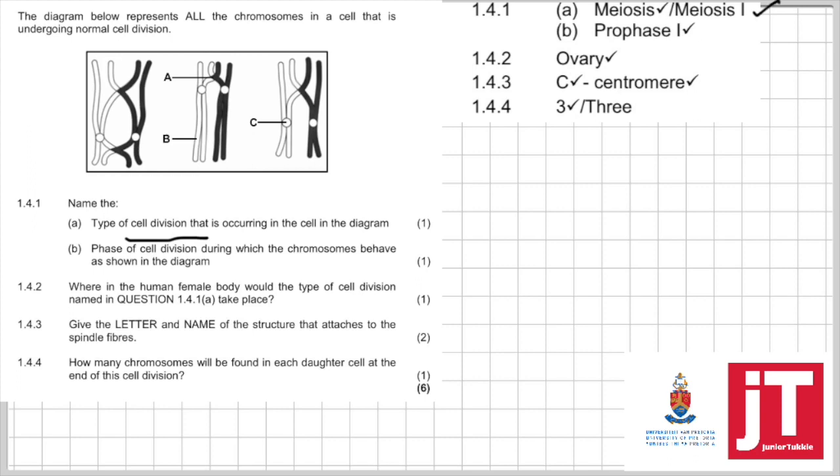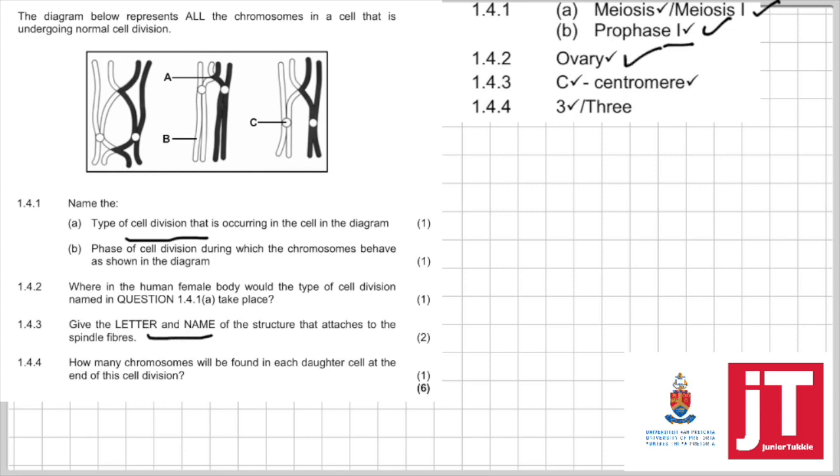Then, name the phase of cell division during which the chromosomes behave as shown in the diagram. Now this is crossing over. In which phase does crossing over take place? Prophase 1. And make sure you have the number 1. 1.4.2. Where in the human female body would the type of cell division, which is meiosis, take place? So where will meiosis take place in the human body? We know, the ovary.